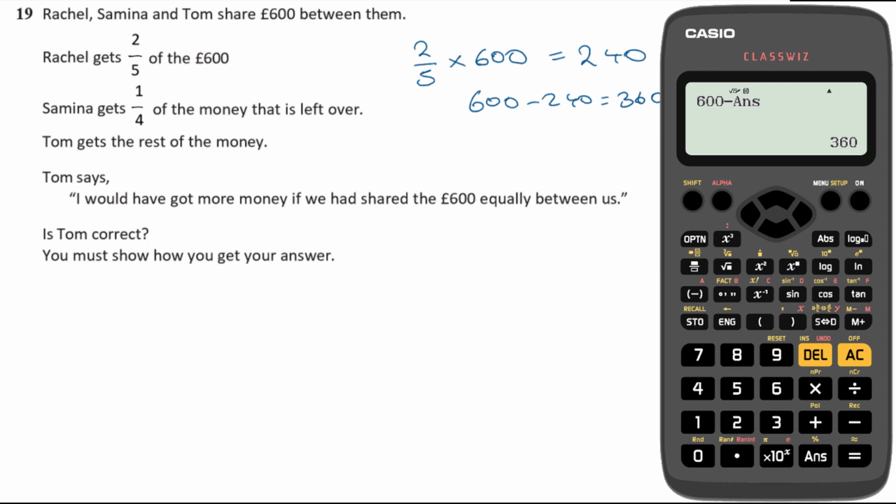So what does Samina get? She gets 1/4 of the money that's left. So 1/4 of 360. What's that then? 1/4 of 360 comes out to be 90. So what's left over for Tom? Tom is going to get 360 minus the 90 that we give to Samina. So that leaves him with 270.